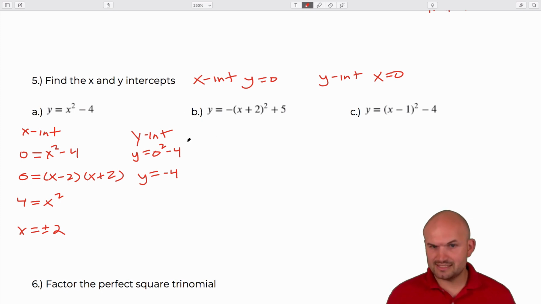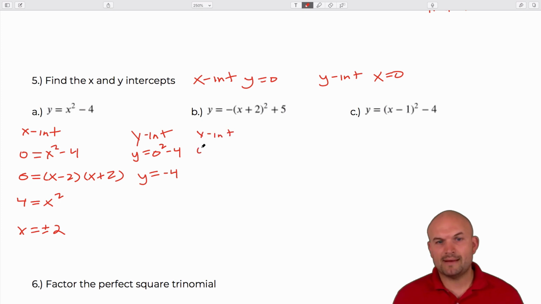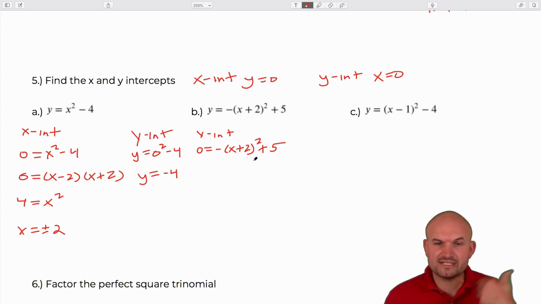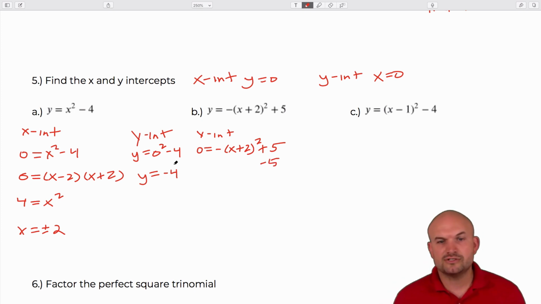For the next one, it doesn't seem as straightforward as the last one. So if I want to find the x-intercept here, by plugging in y equal to 0, you notice that I have a lot of stuff to undo here. So we have to remember to use our reverse order of operations. So the first thing I want to do is always undo addition and subtraction. So I'm going to subtract 5 on both sides. There I have negative 5 equals negative (x plus 2) squared.